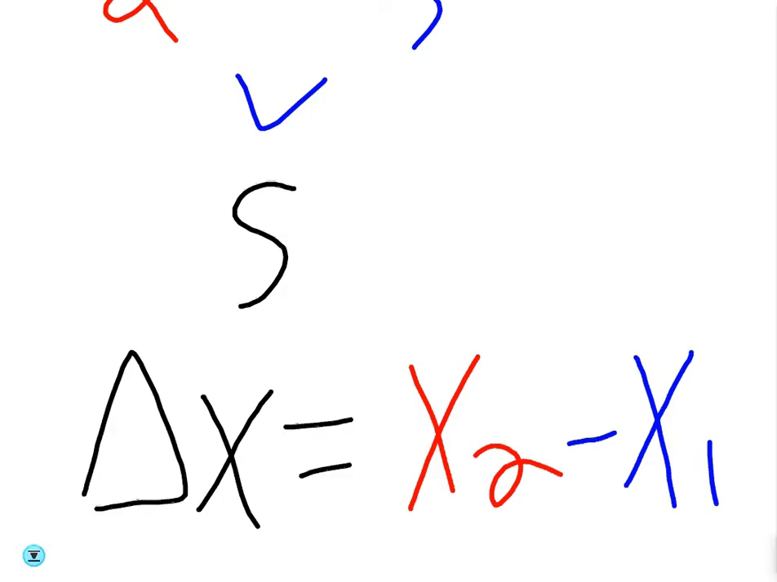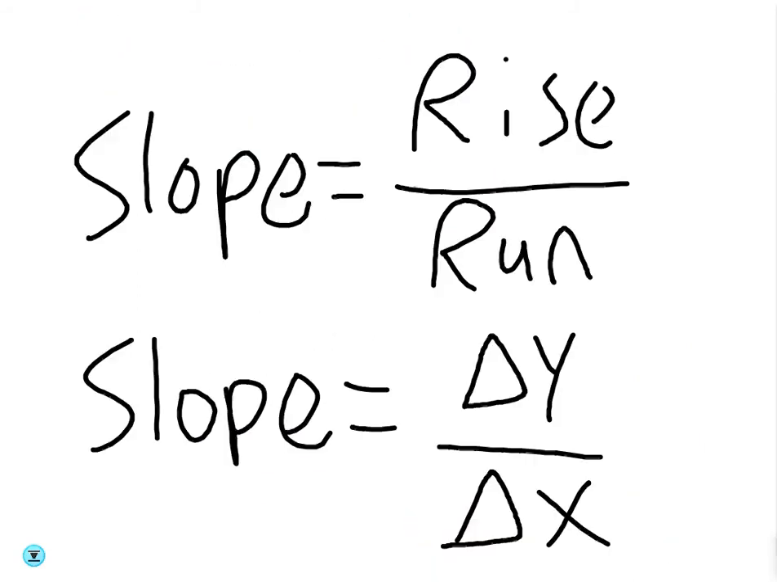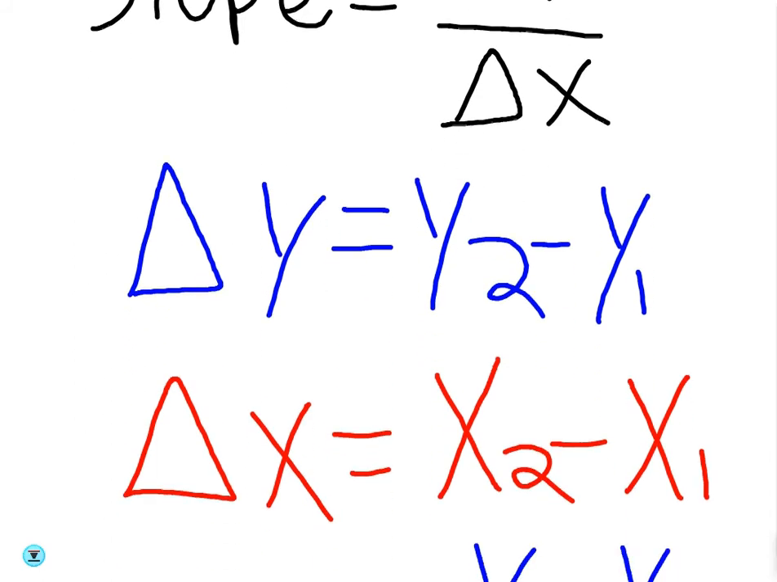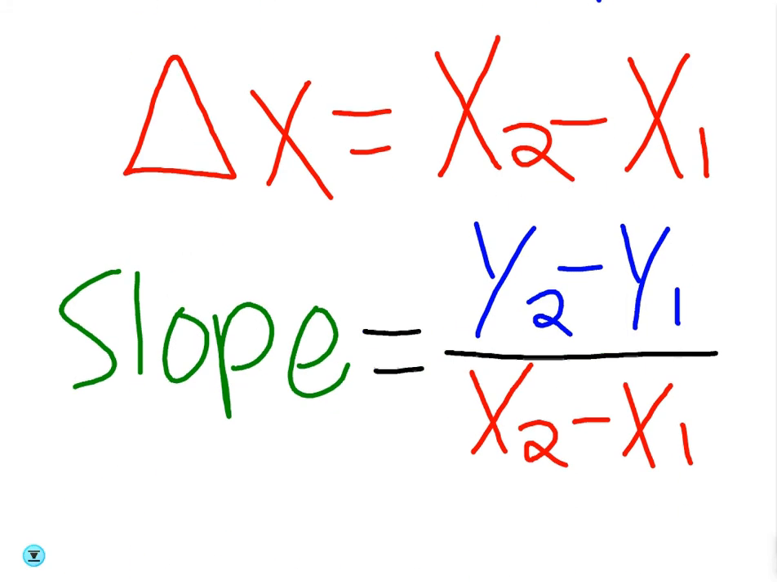Okay, so now that we've talked about that change in y is y2 minus y1 and change in x is x2 minus x1, you guys already have written this down, but what you need to write down is, since that's change in y and that's change in x, then slope is just that. Slope is just y2 minus y1 over x2 minus x1. It's just literally the change in y over the change in x.